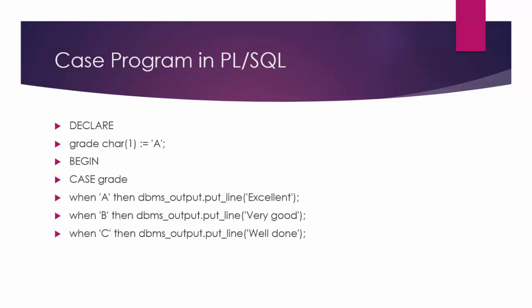Let's see a case program in PL/SQL. Declare grade, which is of char, holds the value A. Begin case grade. Now here the selector is grade. So when the grade is A, then output excellent. When B, then output very good. When C, then output well done. So here the output will be excellent because the value of grade is A.